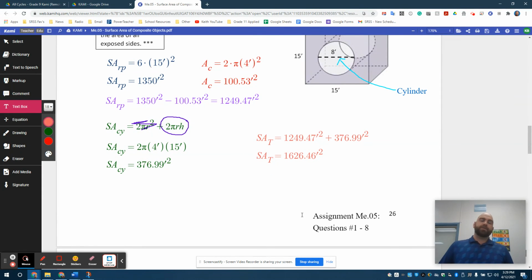Now, I'd like you to work on questions 1 through 8 on assignment number 5, which is the next page down. So work on those questions. Make sure that we are subtracting the areas that we don't need, that are not there or are unseen, and we're adding the parts that are seen.